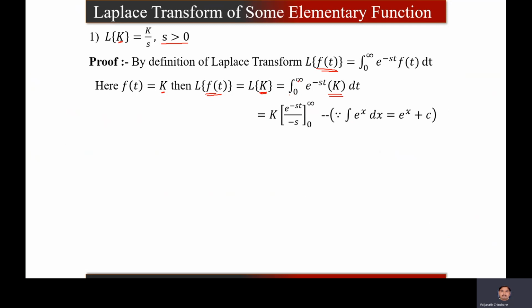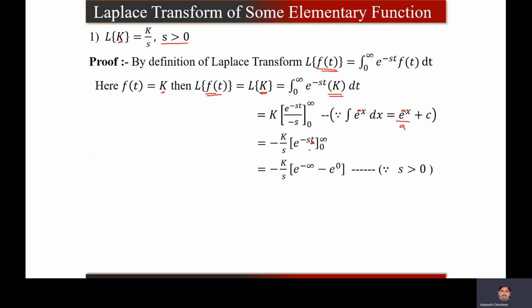So only the integration from 0 to infinity of e raised to minus st dt remains, and we know that the integration of e raised to ax dx is equal to e raised to ax by a. Using this formula, we have k times e raised to minus st upon minus s from 0 to infinity. That will be equal to minus k by s, taking it common, with only e raised to minus st in the bracket from 0 to infinity.